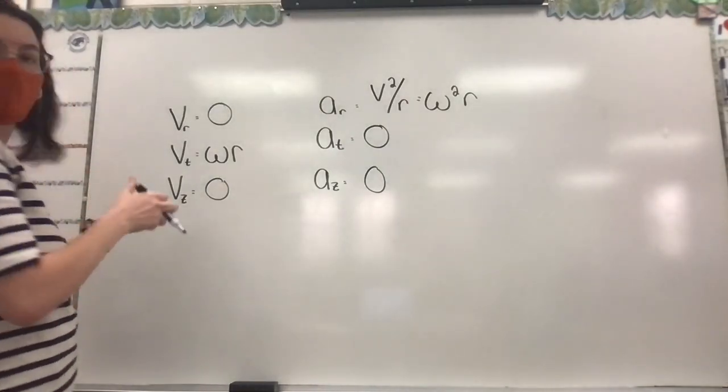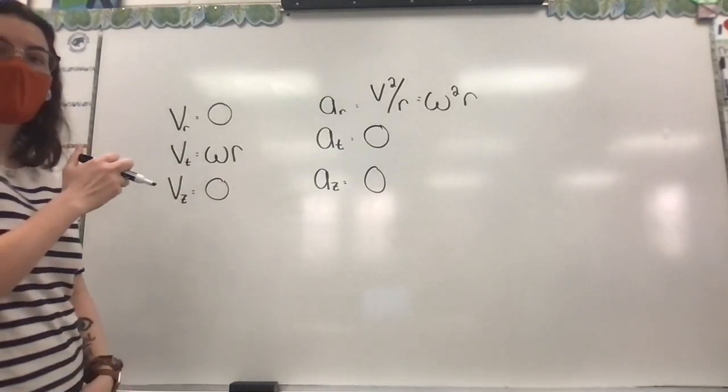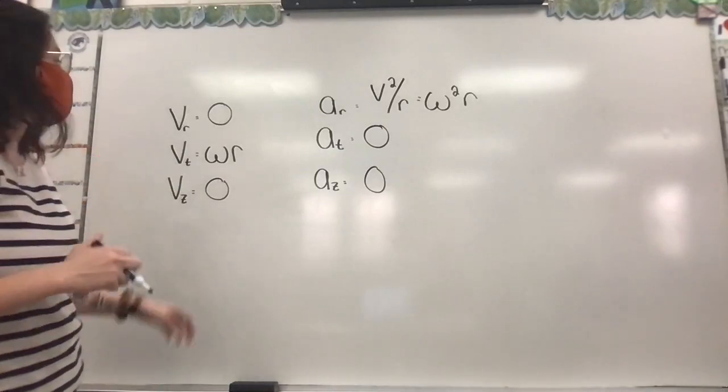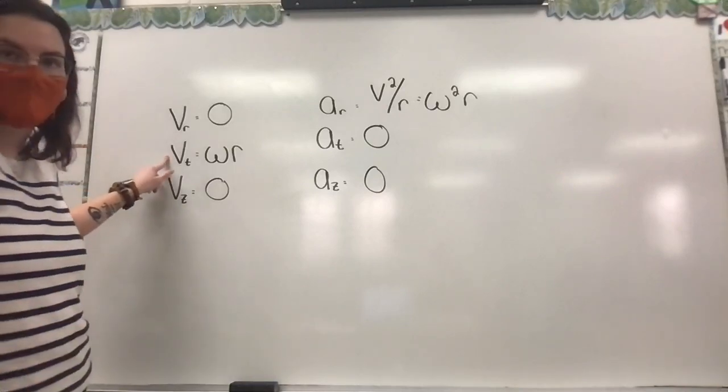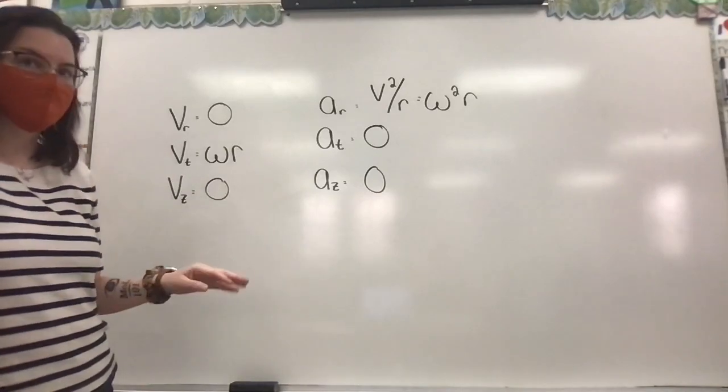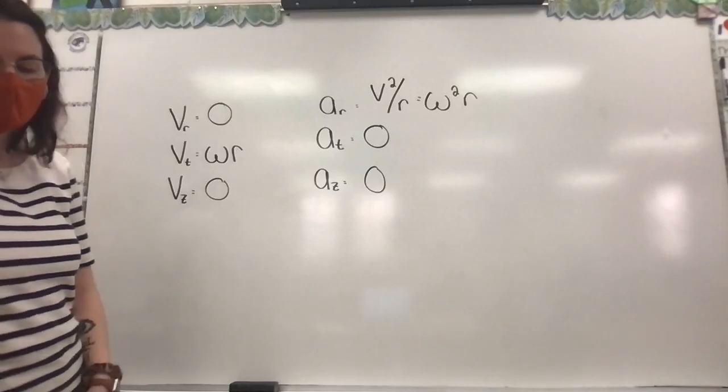Now, why does radius have acceleration but no velocity? Okay, because the velocity is always tangent. So it doesn't go towards the radius. Oh, okay. That makes sense.